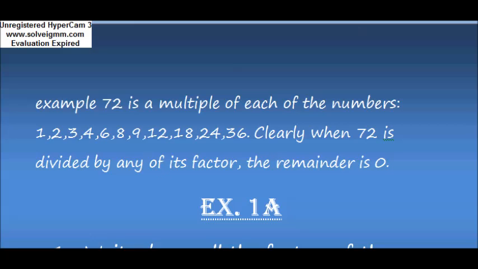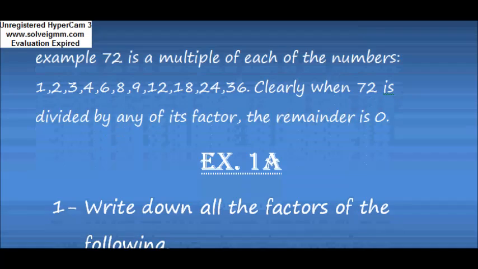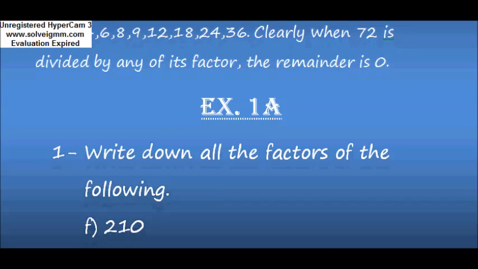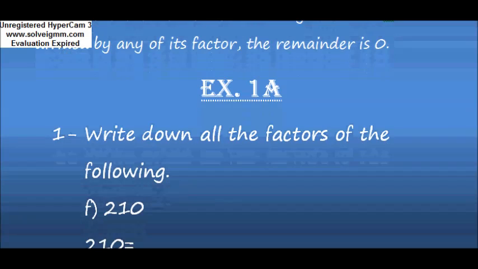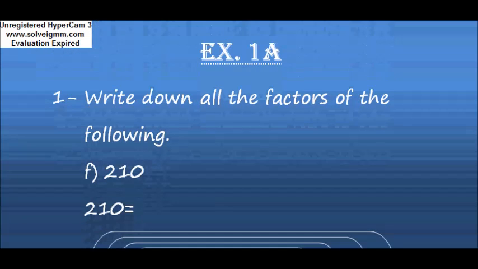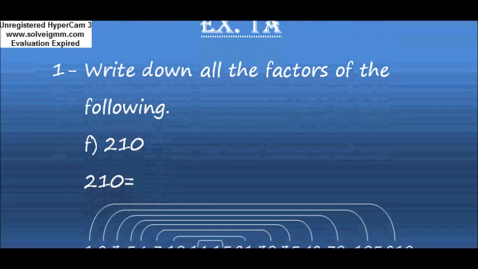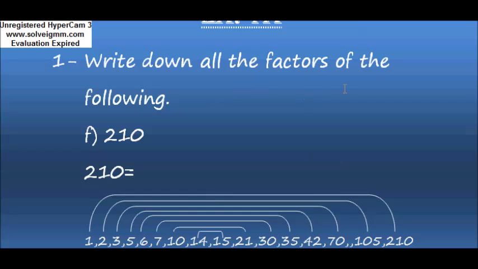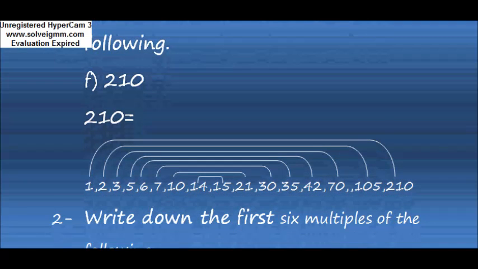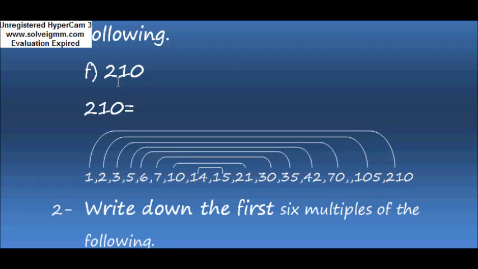Now, I think your concepts about the factors and multiples are clear. So now we are starting exercise 1A. Question number 1. Write down all the factors of the following. I will explain only the difficult parts of the question. So part F is 210. You have to write all the factors of 210.